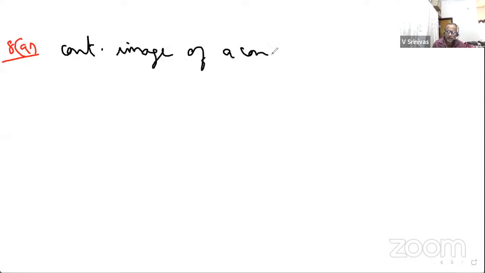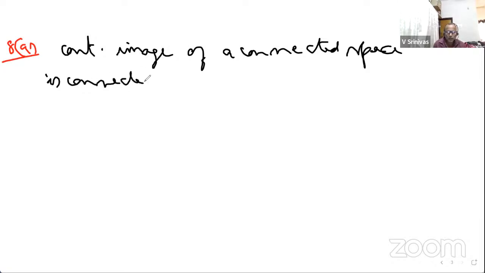Now, let us look at this question 8a from the 2019 paper. Prove that any continuous image of a connected space is connected.